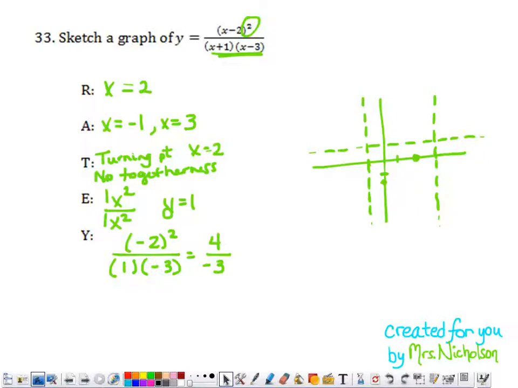Alright, so now we should be ready to sketch the graph. And the best place to start is with x-intercepts and y-intercepts. Here I have these 2 points. I'm going to use a different color for my graph. I know that these 2 points have to be connected.